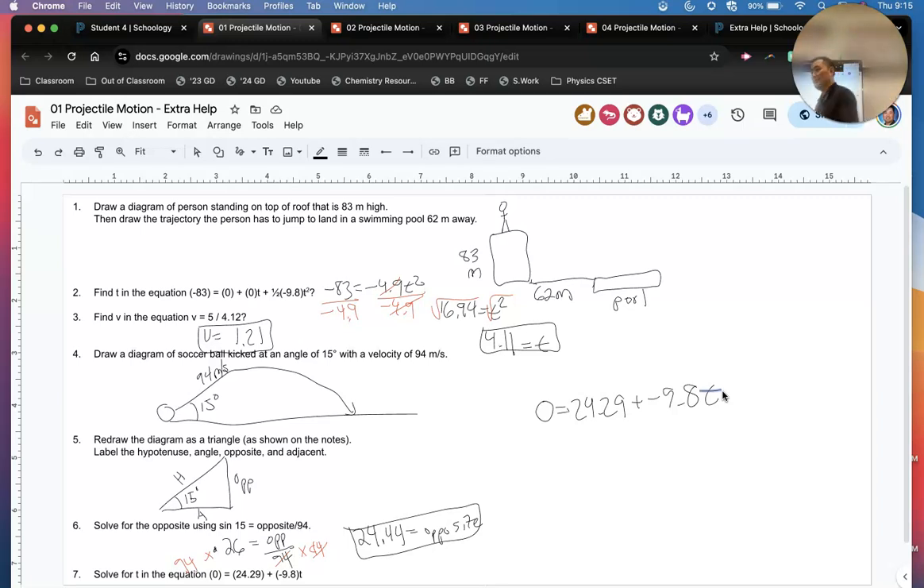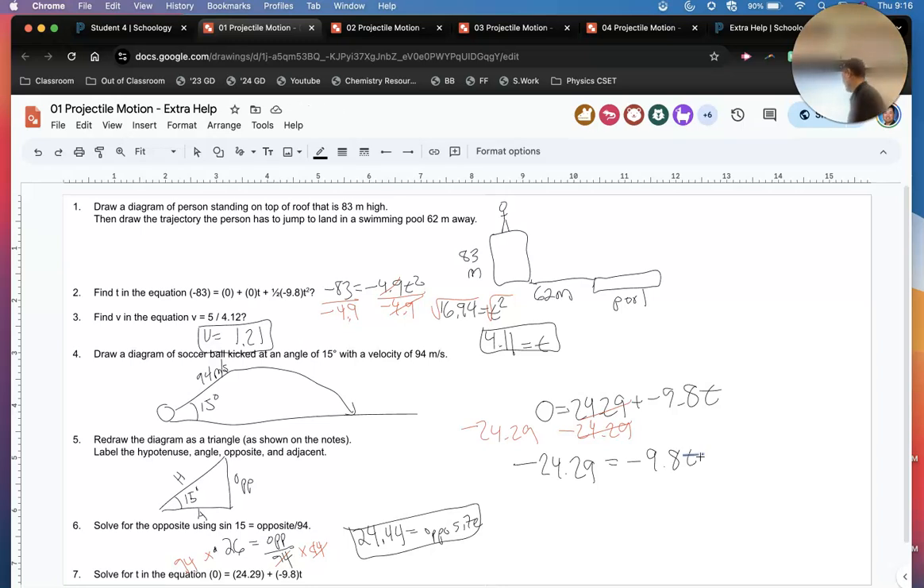Okay, let's have him tell me. What? Since these are multiplying, we have to get rid of anything that's adding or subtracting first. These are multiplying. So we're going to subtract what number? Subtract 24.29 to both sides. These will cancel out. And then what's left over is negative 24.29 equals negative 9.8t. Devin, what do we do now?